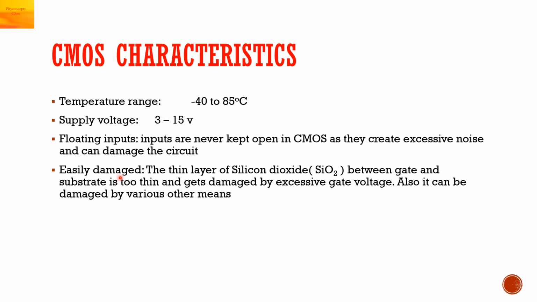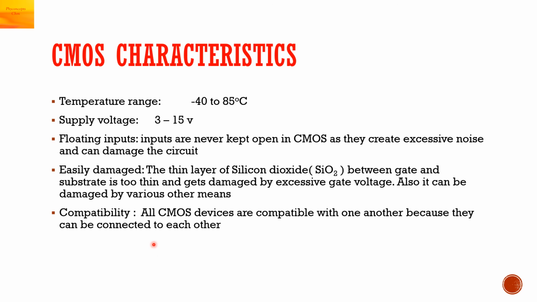Easily damaged. The thin layer of silicon dioxide between the gate and the substrate is too thin and gets damaged by excessive gate voltage. Compatibility. All CMOS devices are compatible with one another because they can be connected to each other.